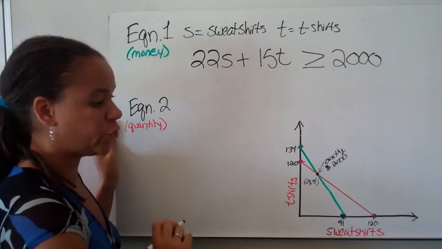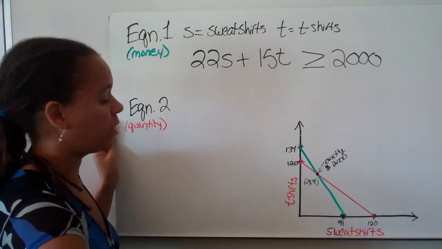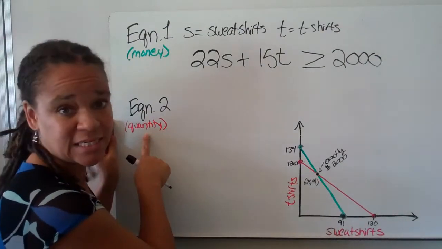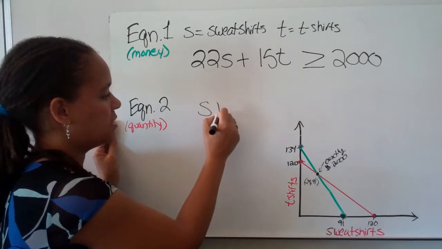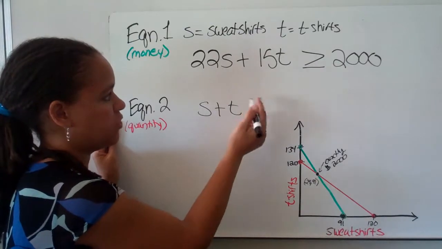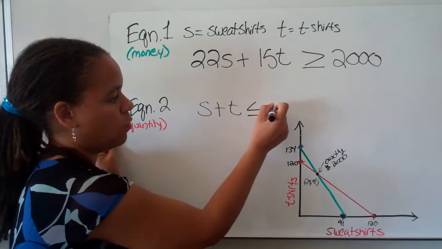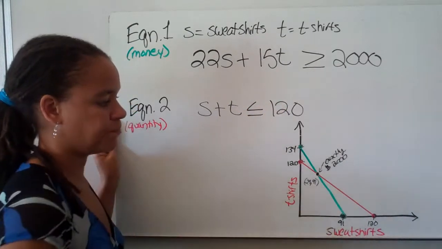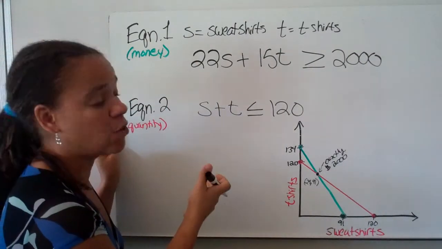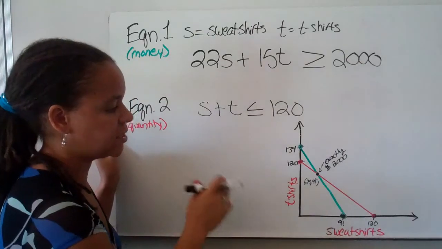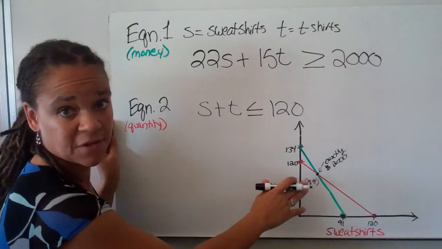So equation 2, this is actually going to be our quantity. So how many shirts? I said that we only wanted 120. So S plus T, sweatshirts plus t-shirts, must be less than or equal to 120. So these are our two inequalities, and it's a system of inequalities. So what I've done is I've graphed them here.